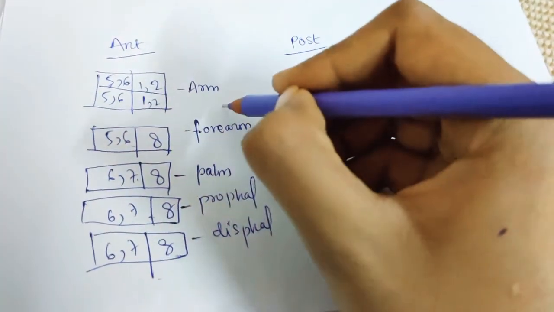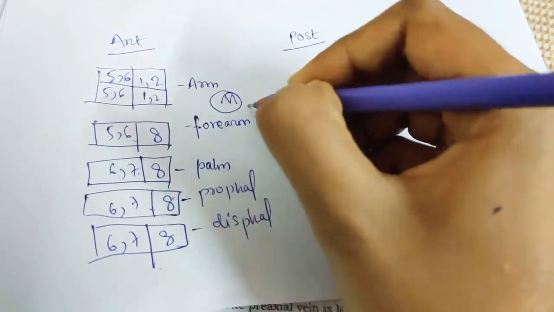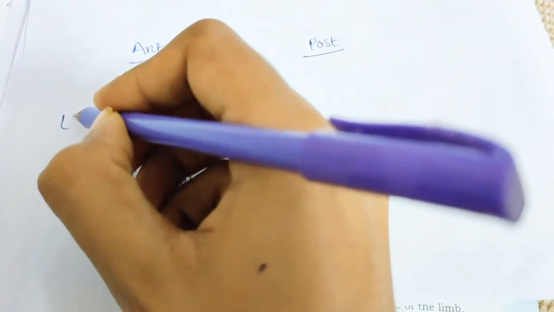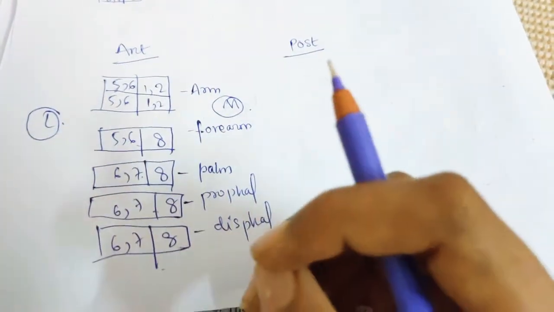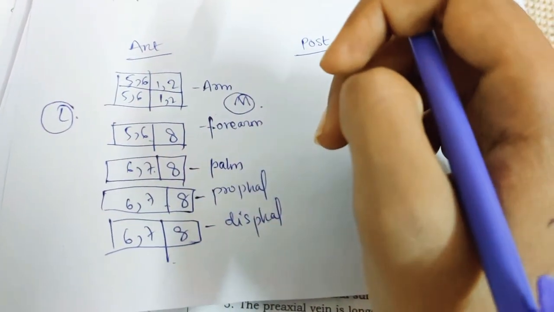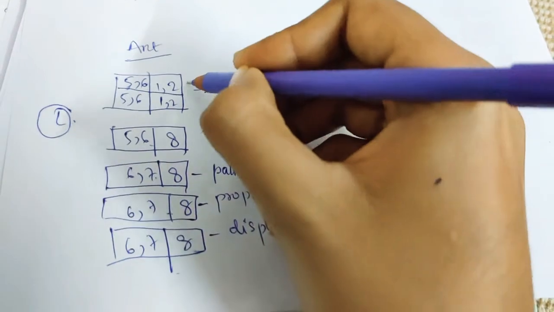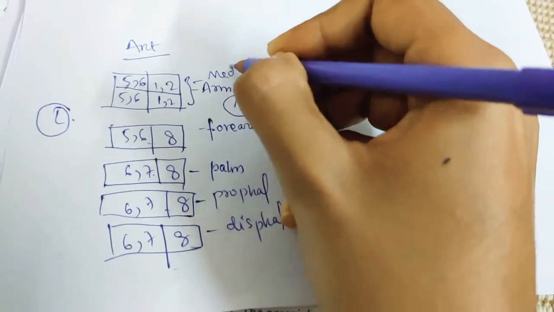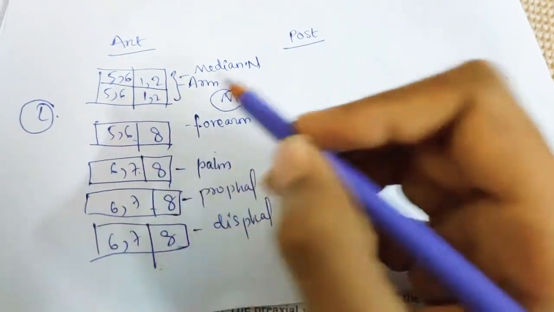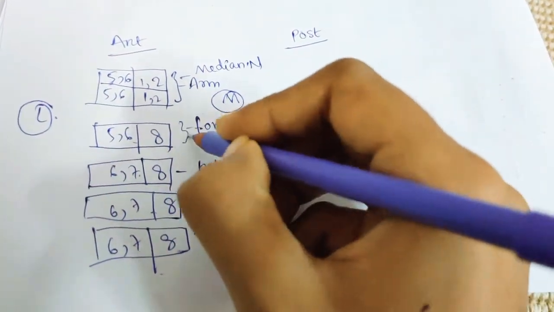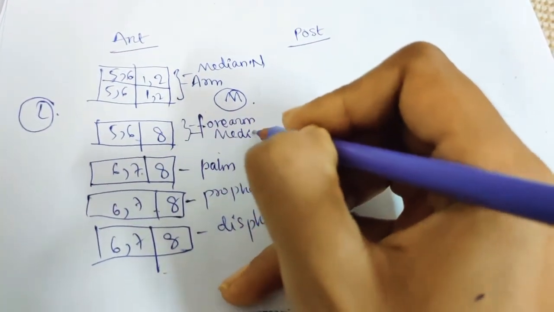So mention here, this is the medial side, this is the lateral side. Now we'll see, the medial side of the arm is supplied by what? You can say easily, by the median nerve, right? And the medial side of the forearm is supplied by what? Again here also the median nerve, right?